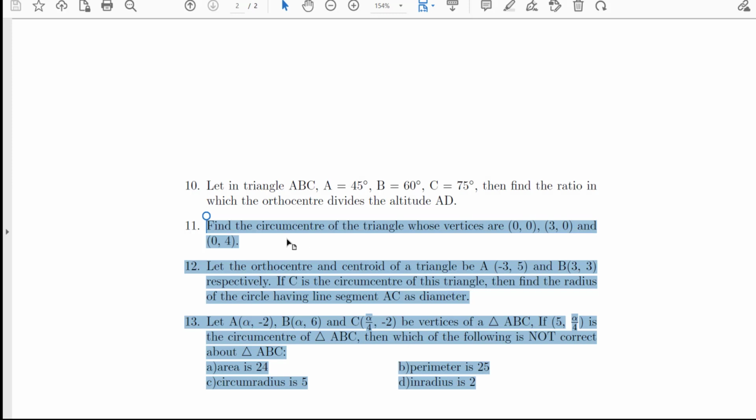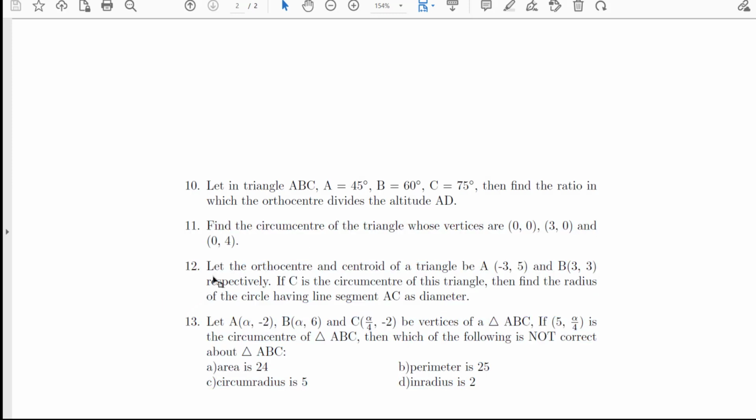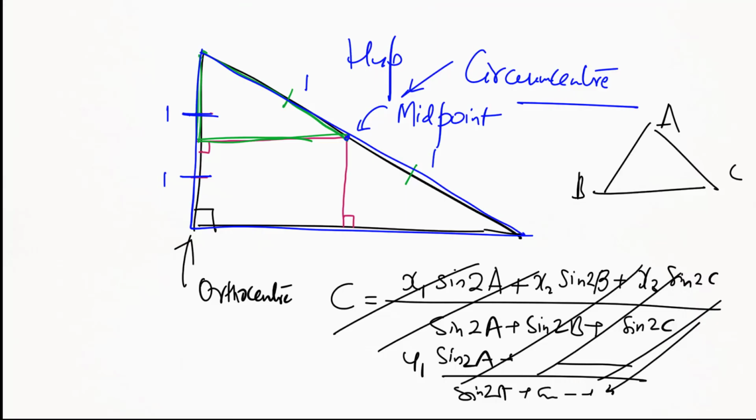Let's try solving at least question number 11. Find the circumcenter of the triangle whose vertices are (0, 0), (3, 0) and (0, 4). If you remember the distance formula, we did one exercise where we had to find the circumcenter using the distance formula, but we don't need to do that here. Let's solve this.